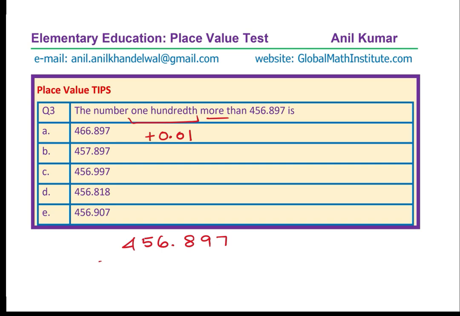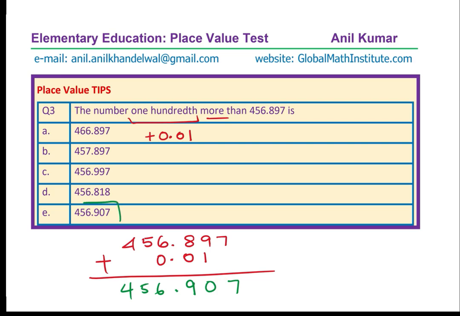So let's add 0.01 and see what do we get, correct? So add it and get your answer. We get 7, 9 plus 1, 10, 1 carry, and we get 654 unchanged. So 907, right? So the last option is correct for us. It is 456.907. Do you understand? How do we get a number 100th more than any given number? So you have to add 0.01. Perfect.